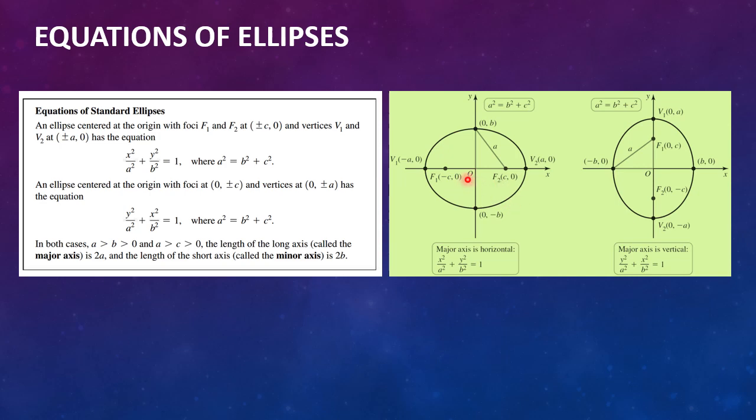Now remember, a is the distance from the center to the vertex. c is the distance from the center to the foci, and b is the distance on the minor axis from the center to the ellipse.